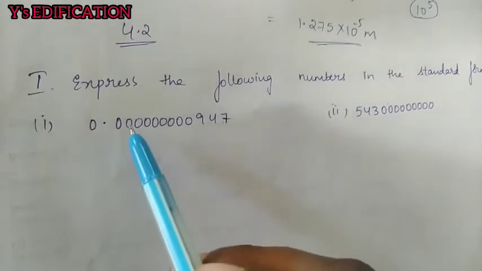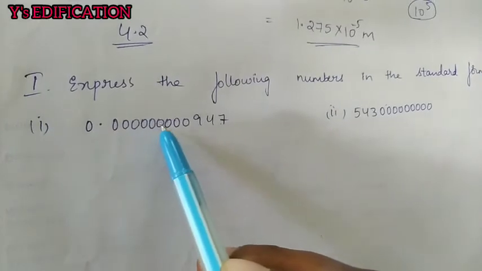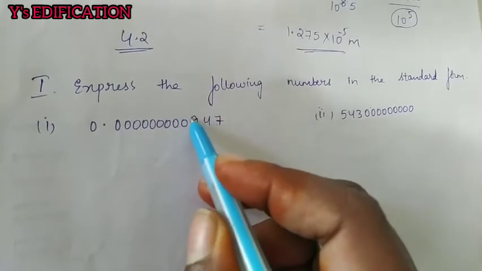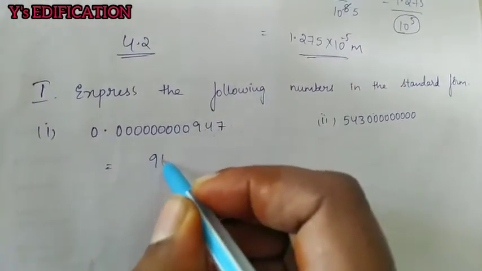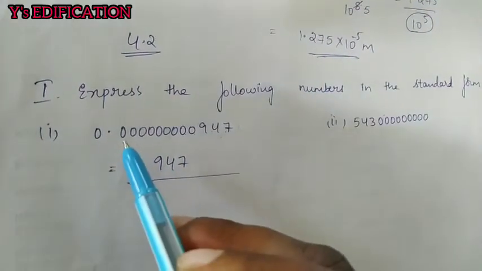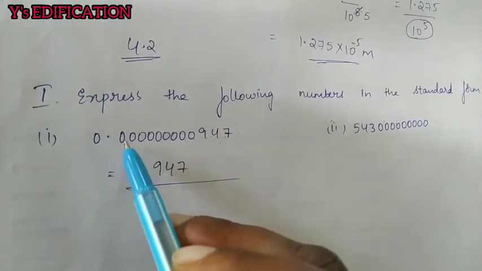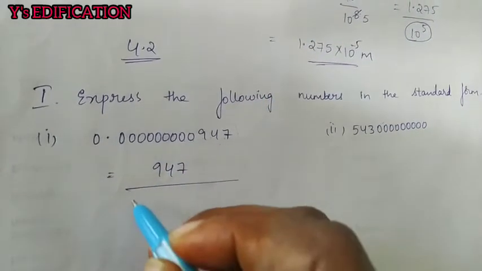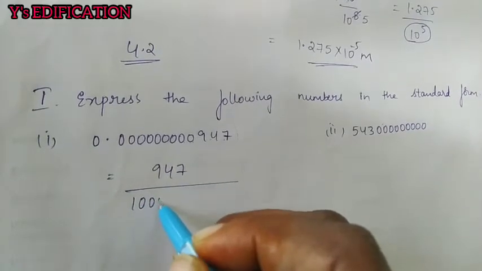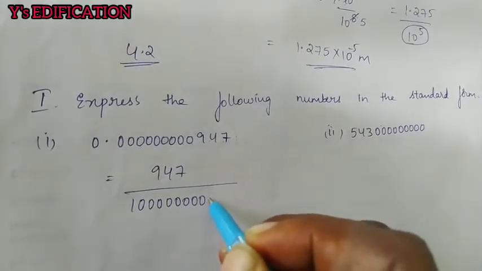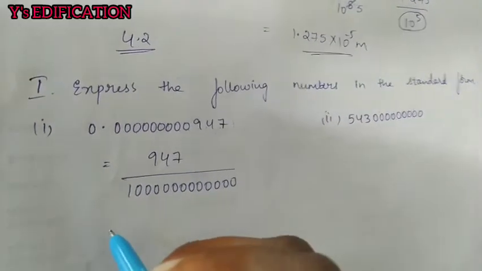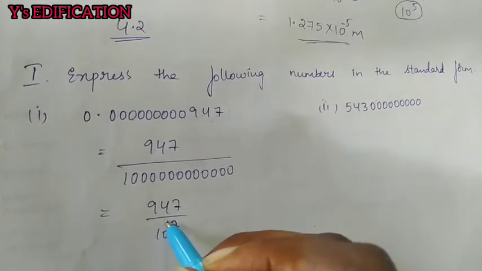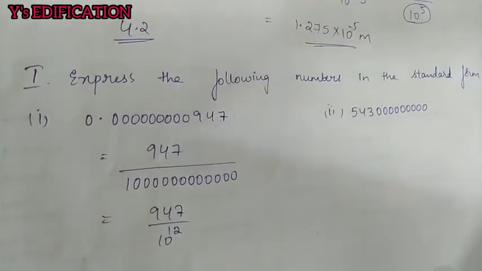Here we have 0.000000000947. First of all, I will write these 3 digits as the numerator, 947 by. Now count how many digits there are after the decimal point. 1, 2, 3, 4, 5, 6, 7, 8, 9, 10, 11, 12. So I have 12 digits. I will write it as 947 by 10 power 12.